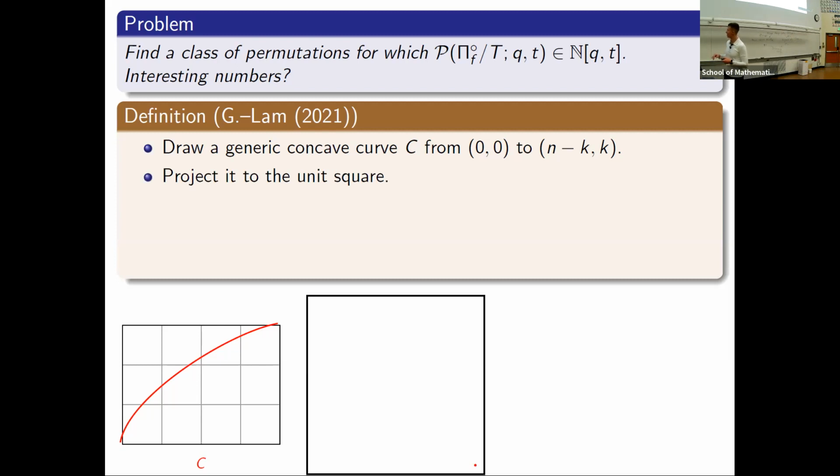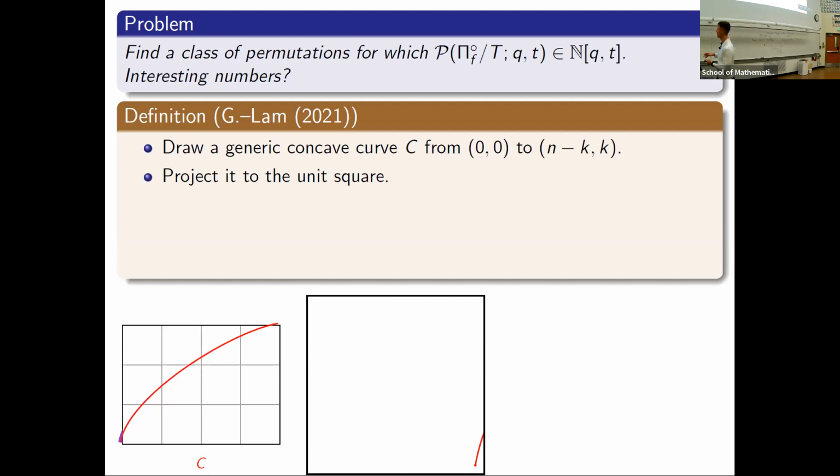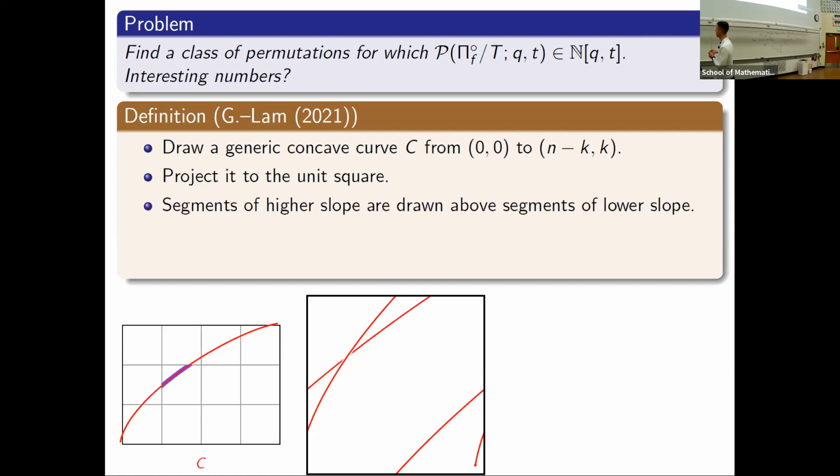And this is going to look pretty cool. You're going to scan the curve from left to right, and draw it on the torus like this. So let me go back. This tiny line segment on the left goes here, and then the next line segment goes here, and then the next one. You just project every unit square onto this, drawing them on top of each other. At some point, the segments of the curve are going to start intersecting. So the rule is, again, a segment of higher slope is above a segment of lower slope. You keep drawing this segment, this segment, this segment, and eventually you arrive at the point where you started.